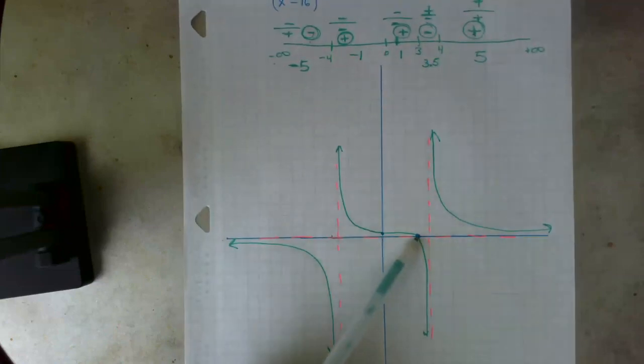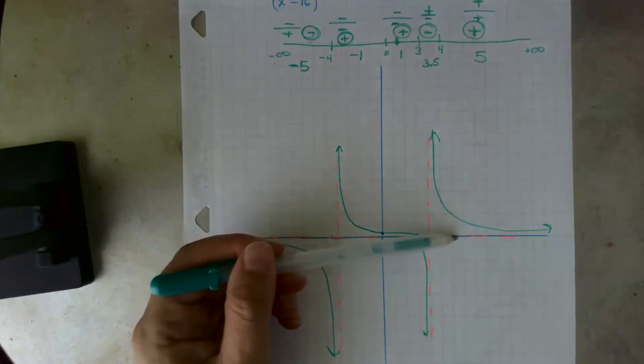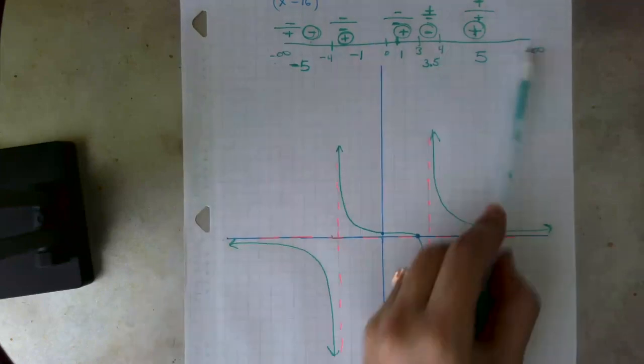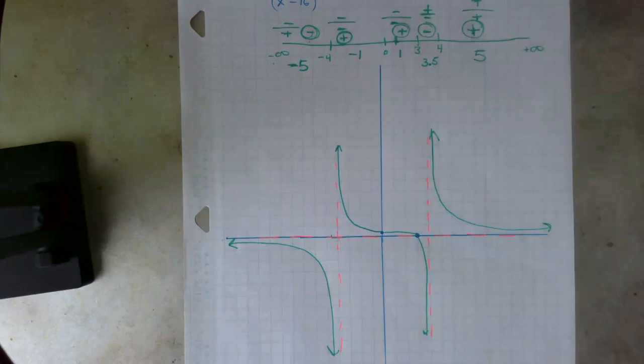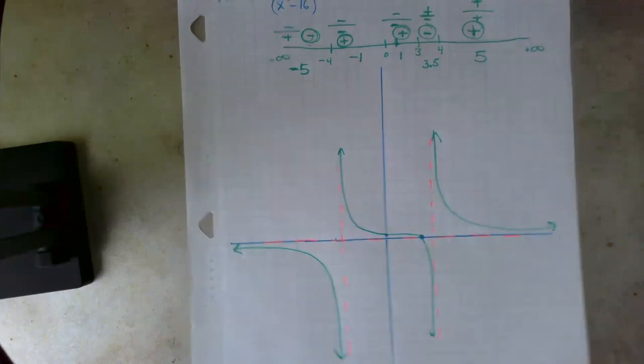My x-intercept, my y-intercept, my vertical asymptotes, my horizontal asymptotes, my sign test, and my sketch. Woohoo! Okay, let's do it again.